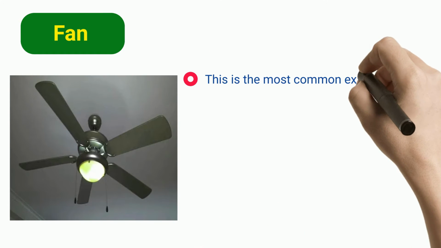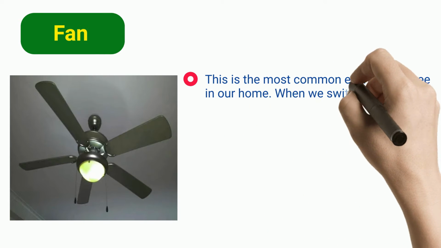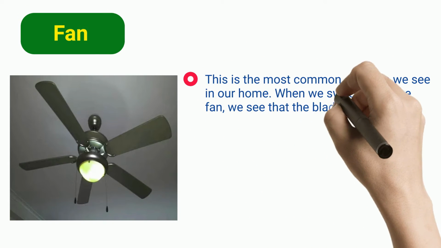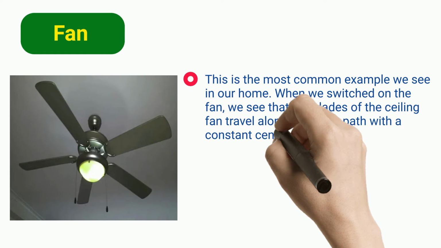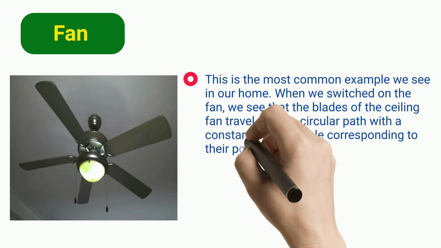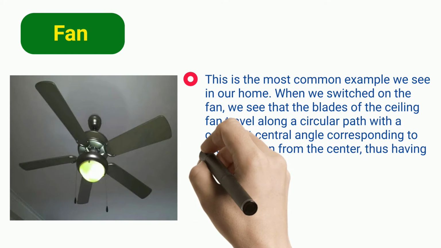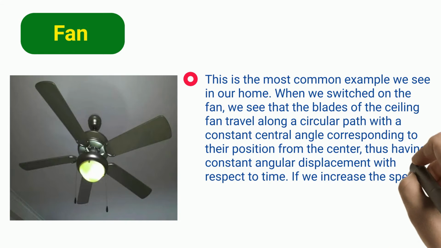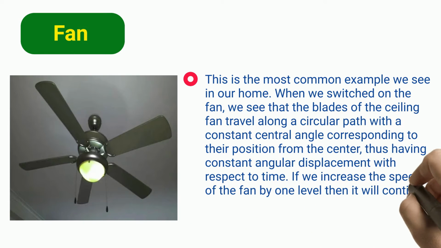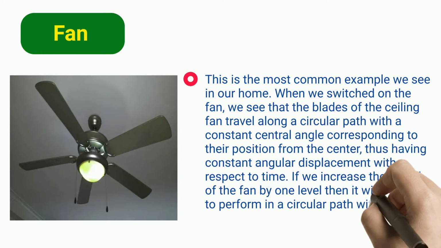Fan. This is the most common example we see in our home. When we switch on the fan, we see that the blades of the ceiling fan travel along a circular path with a constant central angle corresponding to their position from the center, thus having constant angular displacement with respect to time. If we increase the speed of the fan by one level, then it will continue to perform in a circular path with constant angular velocity.